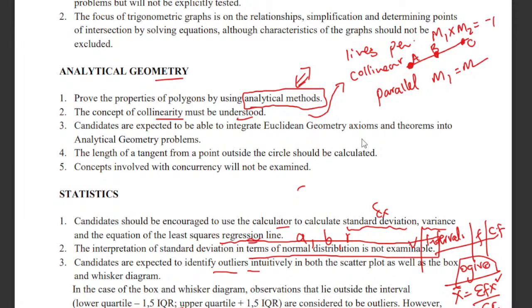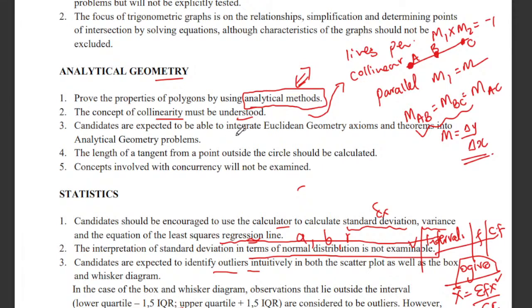So what we can say is that the gradient of AB should be the same as the gradient between BC, which is also the same as the gradient between AC. We use any two. Questions can be asked whereby there is a missing coordinate, and then we just have to use the same thing. Remember also that the formula for determining the gradient is the change in y over the change in x, not the other way around.